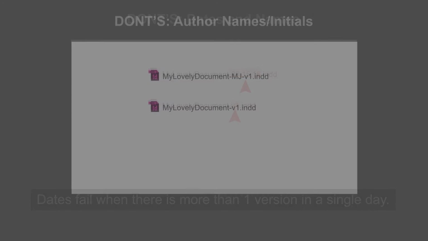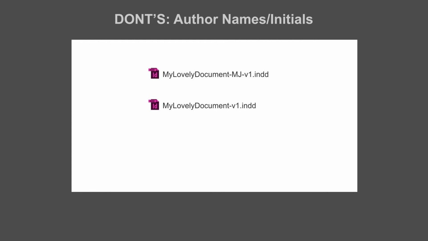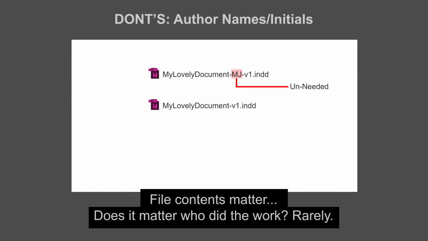Also, when it comes to using author names or initials on files, I can say it's best to leave that out too, because it is rarely proven useful, and in the end, the version number just works best because it's about the work and less about who did what.